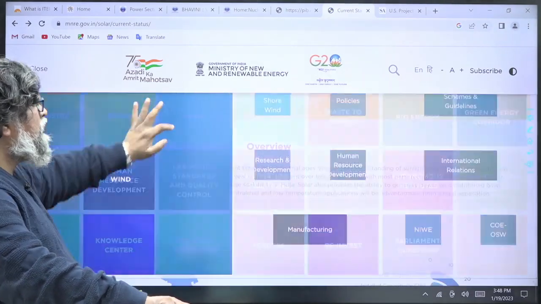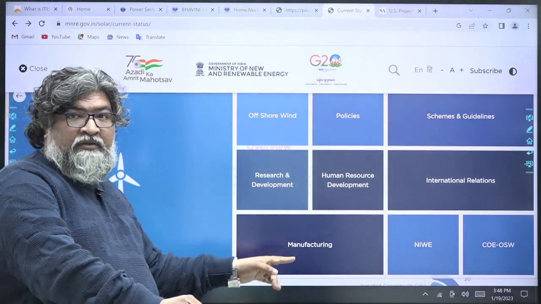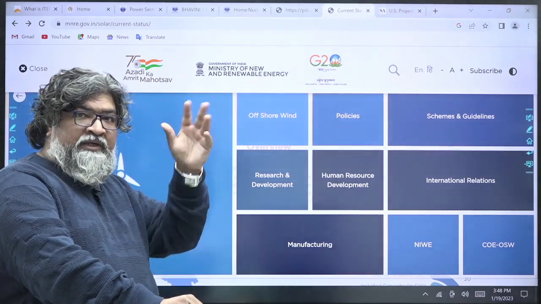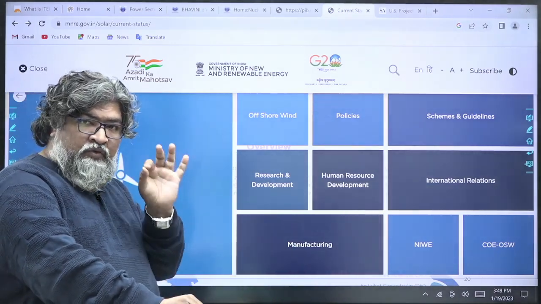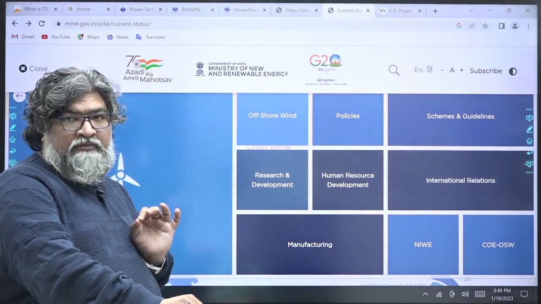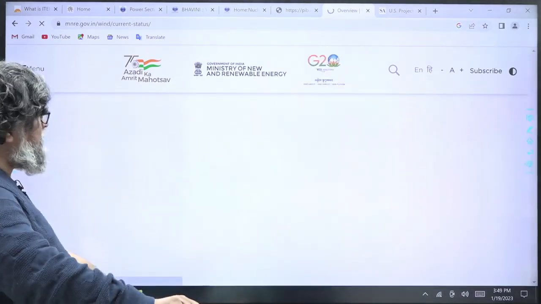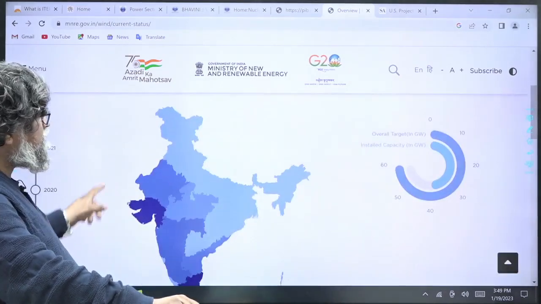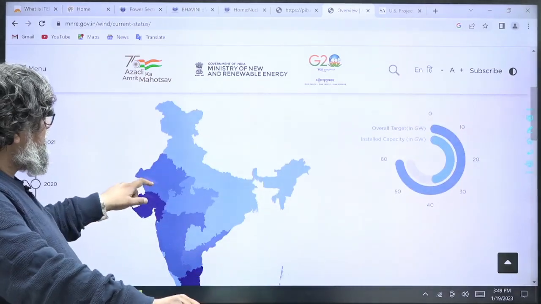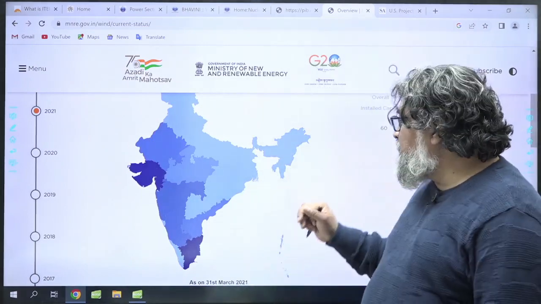Now coming to research, development, translation, all we are doing. We have a government organization called NIWE, National Institute of Wind Energy, which developed wind turbine technology. Even by using low wind speed, we can harness wind energy and generate power, right? And you can see here, this is one. The wind and all you will find here. This overview you have. So if you look at wind power, right, leading states. So one is Gujarat.